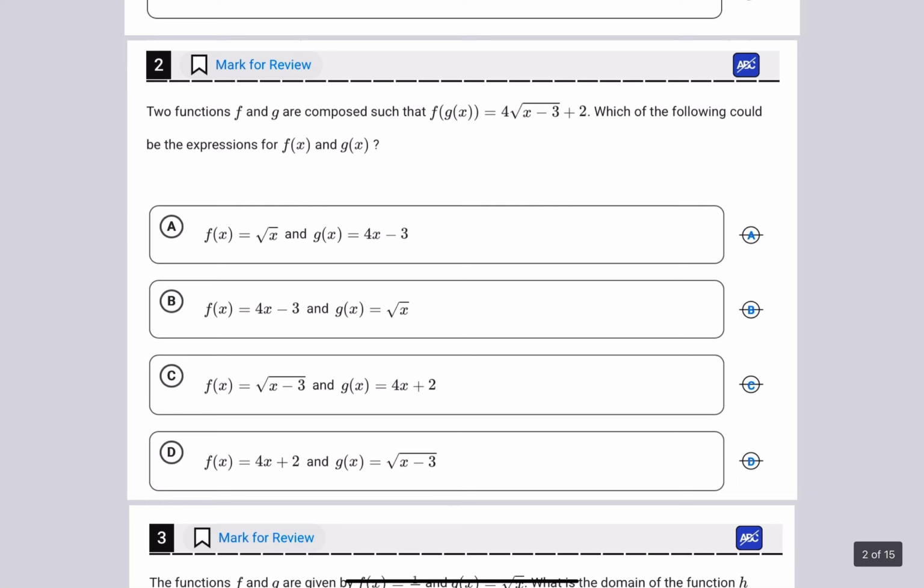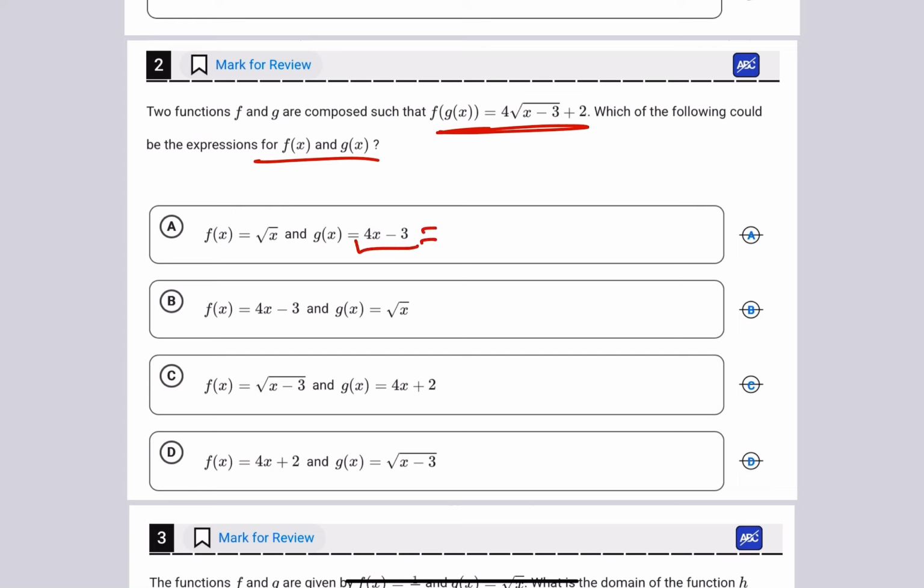What about this question, which is really important as well? We have f of g of x, which equals 4 square root of x minus 3 plus 2. Which of the following could be the expressions for f of x and g of x? Well, you simply plug g of x into f of x and try to determine which of the following would give you the following composite function.